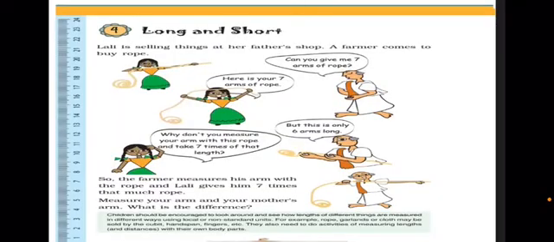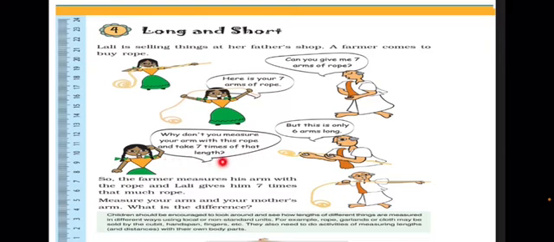Chapter 4. Lali is selling things at her father's shop. A farmer comes to buy a rope. Can you give me 7 arms of rope? Here is your 7 arms of rope. But this is only 6 arms long. Why don't you measure your arm with this rope and take 7 times of that length?